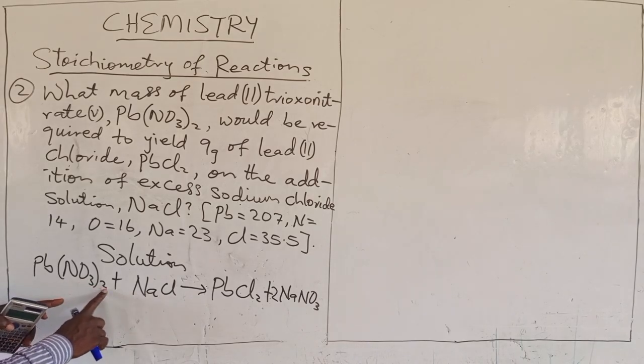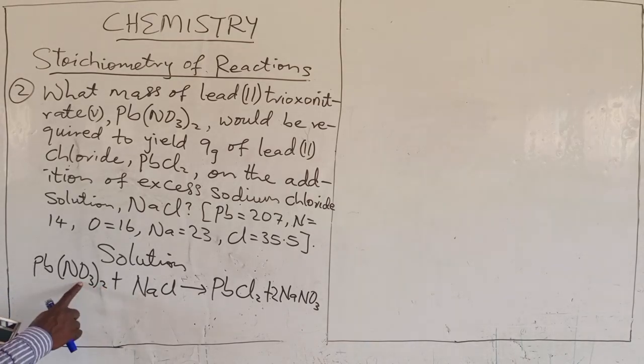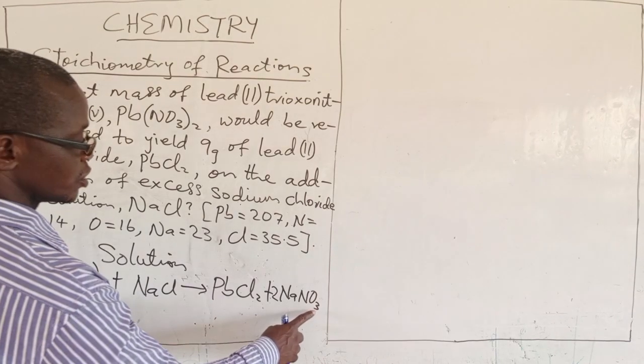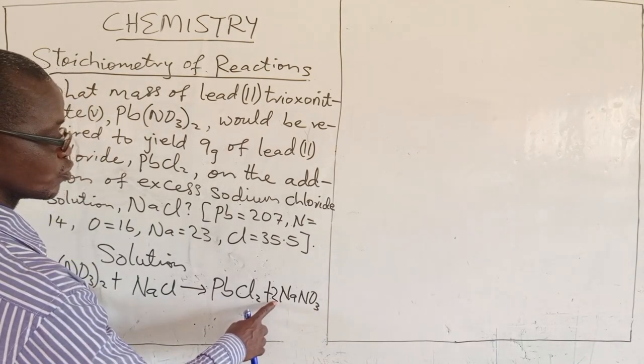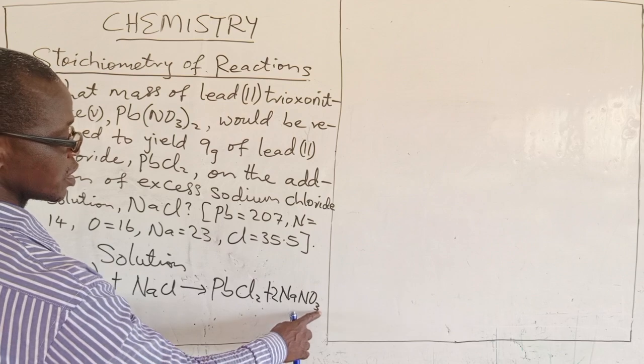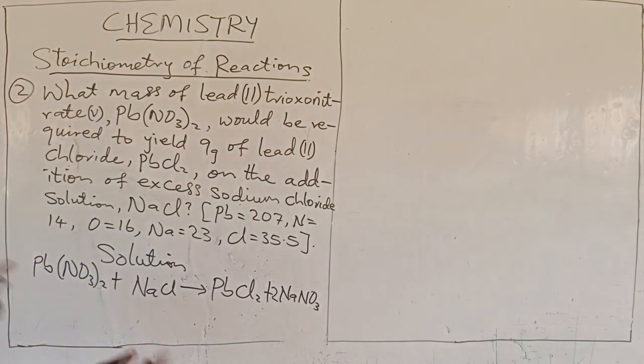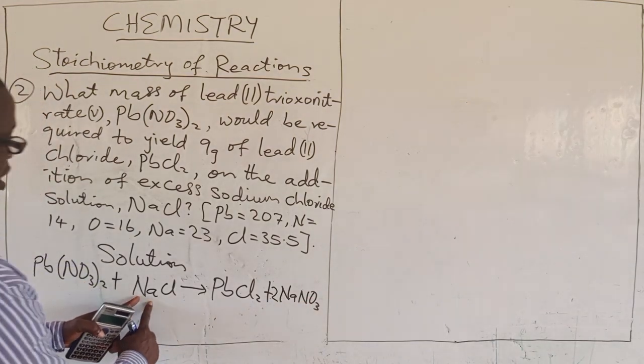O, 3 times 2 is 6. O is 6 here. Now let's see. 3 times 2, because 2 here covers everything here. 3 times 2, 6 for O. That's okay. We move to Na.